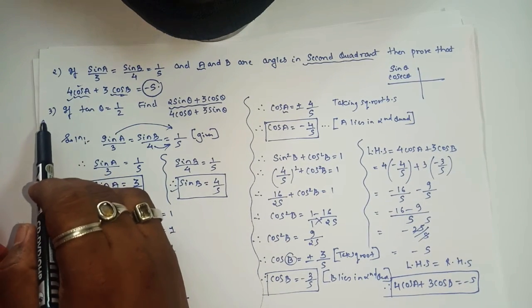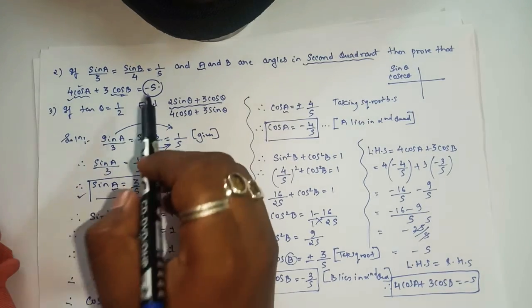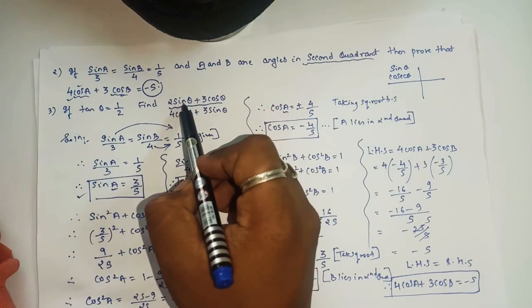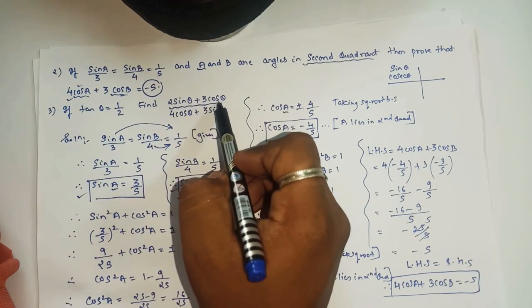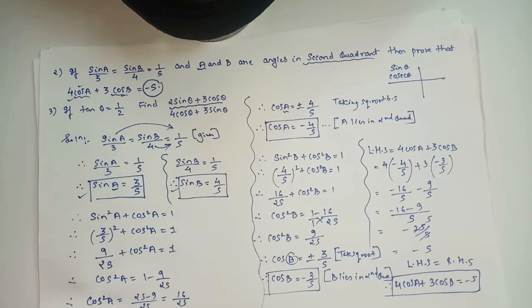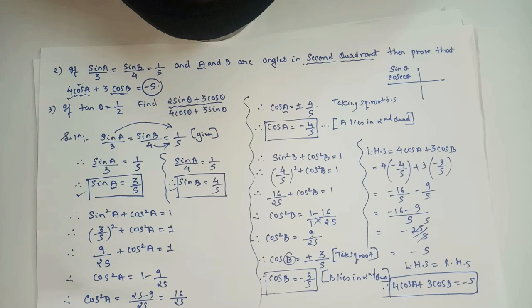In the third question it says that if tan theta is equal to 1 upon 2, then you have to find the answer for this pattern. Here we have 2 sin theta plus 3 cos theta upon 4 cos theta plus 3 sin theta. So this sum you have to try by yourself. Simply here I will explain what exactly you have to do.